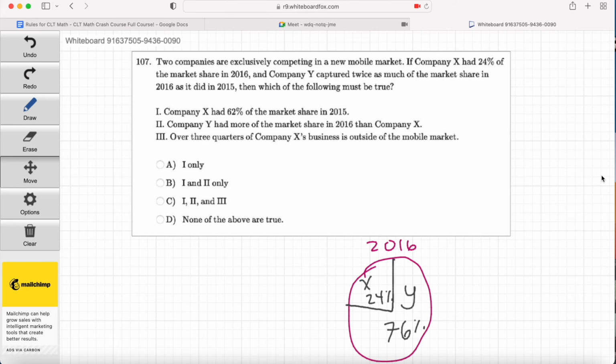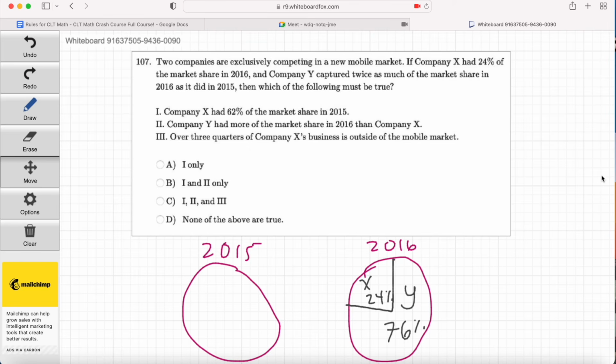Let's try to represent the 2015 values as well. That is a horrible circle. Deal with it. It's really lumpy. Okay. So the 2015 year, let's see. This is ugly. Company Y captured twice as much of the market share in 2016 as it did in 2015. So it had twice as much in 2016 as 2015. This is Company Y. I think we can figure out how much Company Y had. How much did Company Y have in 2015?